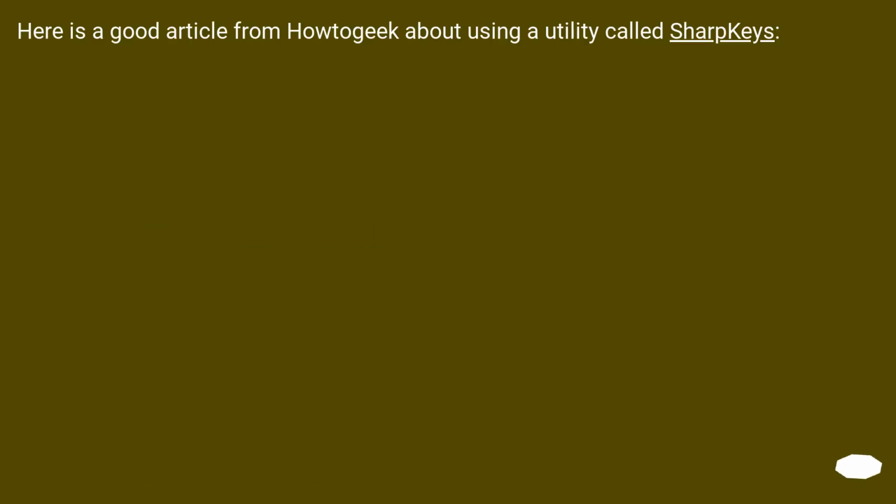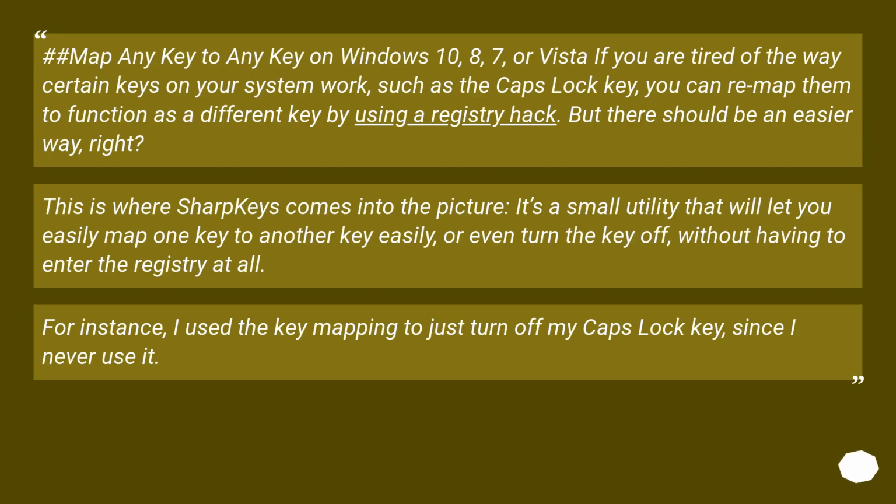Here is a good article from HowToGeek about using a utility called SharpKeys. Map any key to any key on Windows 10, 8, 7, or Vista. If you are tired of the way certain keys on your system work, such as the Caps Lock key, you can remap them to function as a different key by using a registry hack. But there should be an easier way, right?